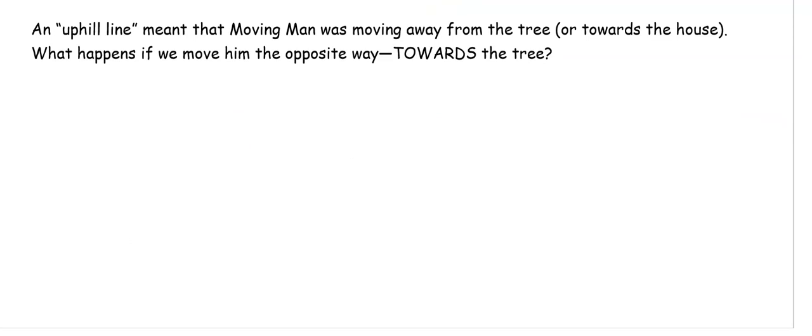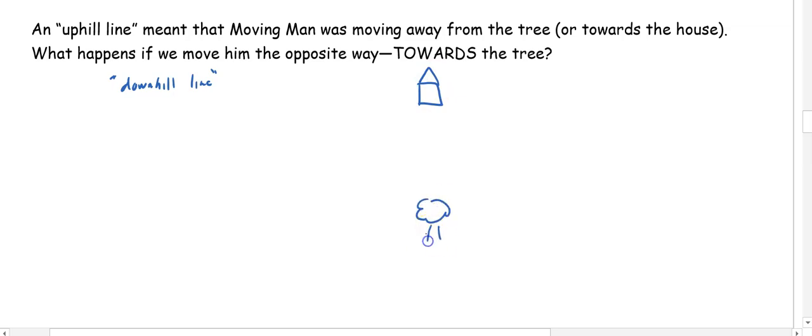So an uphill line meant the moving man was moving away from the tree and towards the house. What happens if we move him in the other direction, towards the tree? Then we're going to go as a downhill line. Because if the house is up here and the tree is here, when he moves, he's going down towards that.